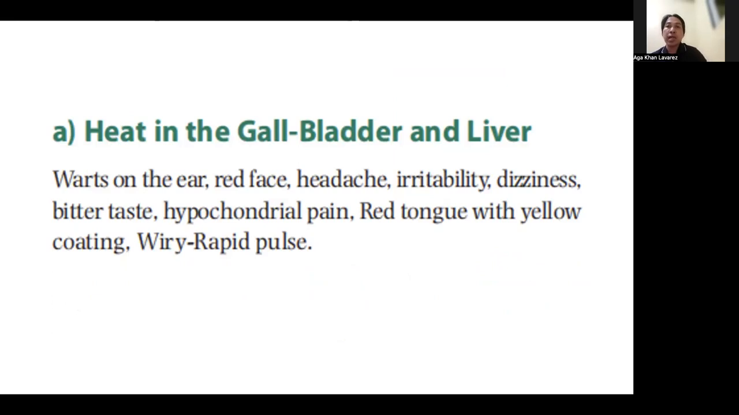Warts on the ear, red face, headache, irritability, dizziness, bitter taste, hypochondrial pain, red tongue with yellow coating, and the pulse is wiry, rapid.